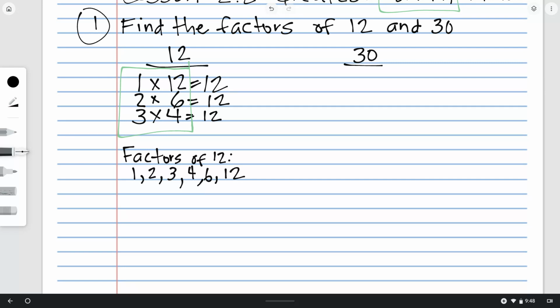Okay. All right. Now what I need to do is find all of the factors of 30. So I'm going to start here. All the numbers that I can multiply to get 30. I'm always going to start with 1. So 1 times what gives me 30?